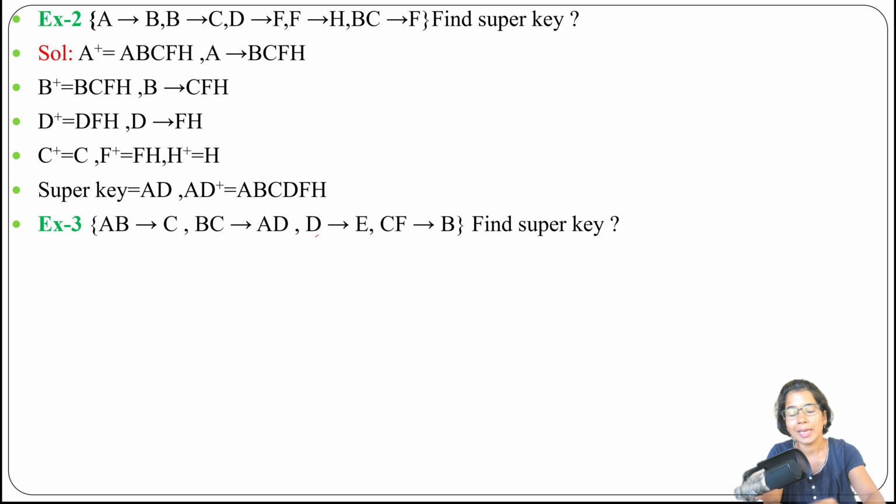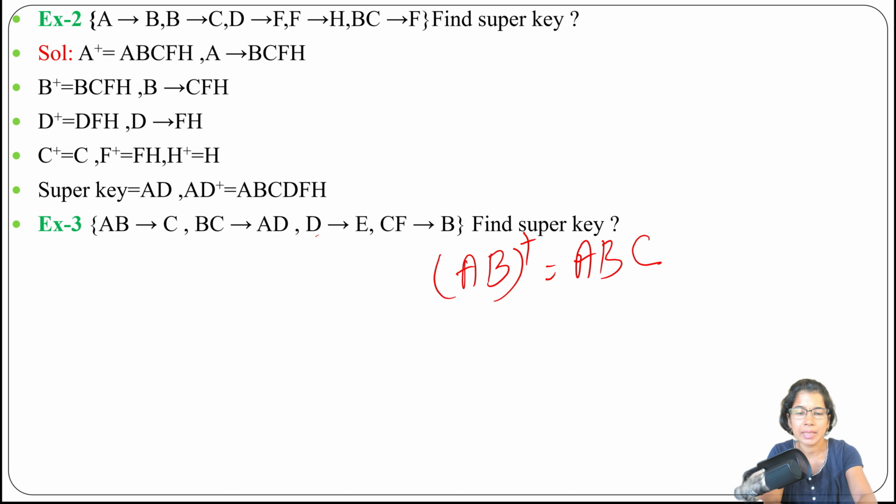First we will find AB positive closure. C is dependent on AB. So A, B, C. Then B, C derive AD. You can add D here. D derives E. Right? E here, then C, F implies B, but there is no way to derive F from AB, right? So AB is not the super key.